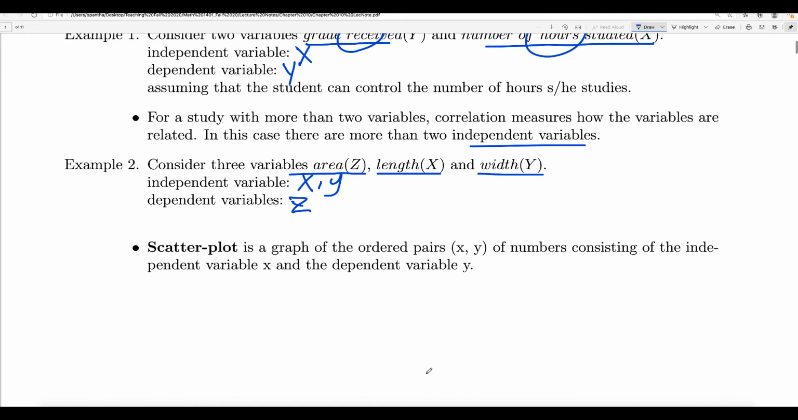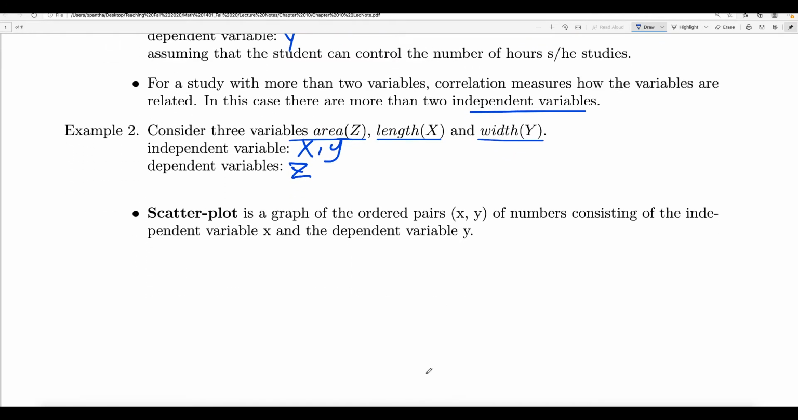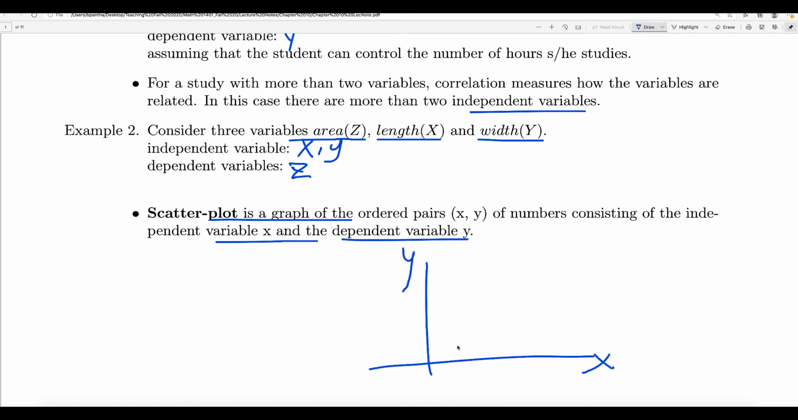All right, the scatter plot. We have seen the scatter plot in chapter 2. It is a graph of the ordered pairs x and y, consisting of the independent variable x and the dependent variable y. Basically what we do in the scatter plot is you draw the x and y axes, and then you plot the different values of x and y, each one an ordered pair.